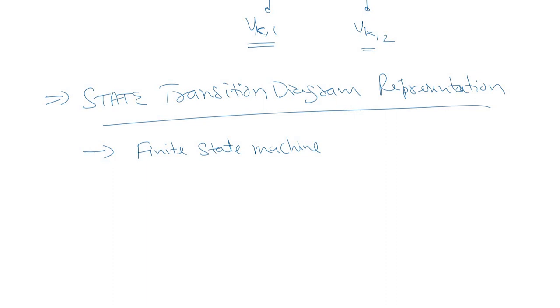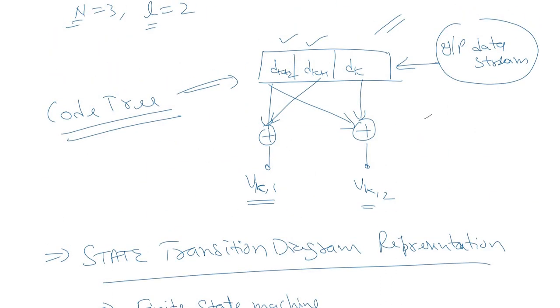Whenever a data bit enters the shift registers in this convolutional encoder, the output bits are determined. These output bits are determined not only on the basis of this input data bit, but also on the previous data bits already present in these 2 shift registers. So there are 4 possible combinations of the 2 previous bits.